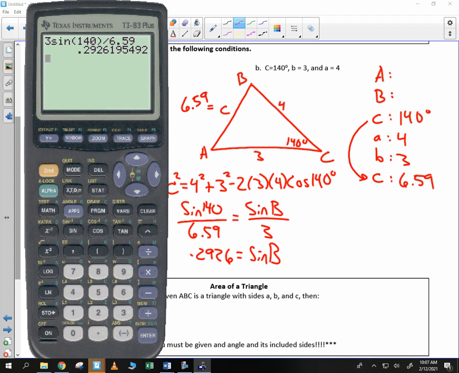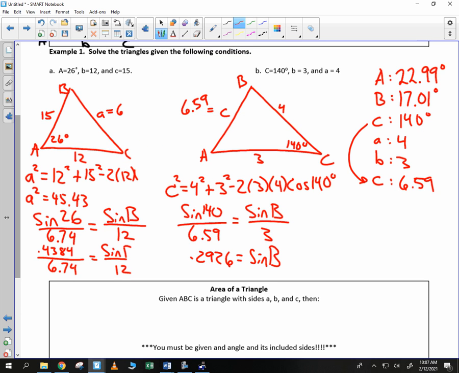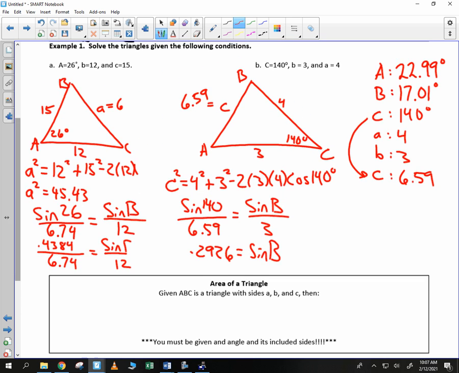What do I press to find that angle? Second sine of that, and I get 17.01. B is equal to 17.01 degrees. And I got 180 minus 140 minus 17.01, and I get 22.99. So those are the two basic examples. That's all we really need to do.